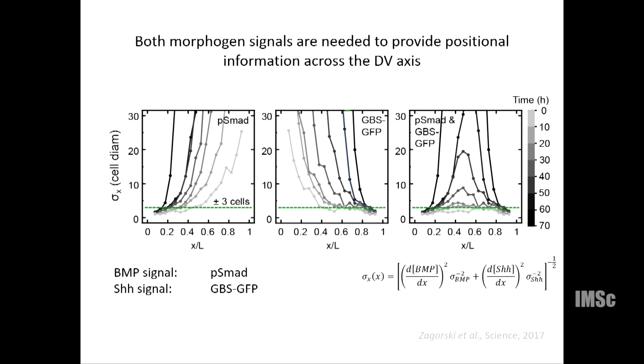So you see that just one morphogen would be enough to specify with a precision of 3 cells, so this positional error of 3 cells, only on the dorsal side. The other one would be mostly fine in the ventral side, maybe somewhat worse in the middle. But if you have a combination of both, then you need to extend this definition of positional error.